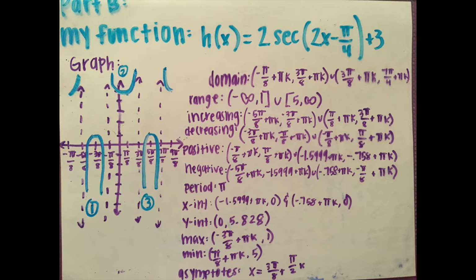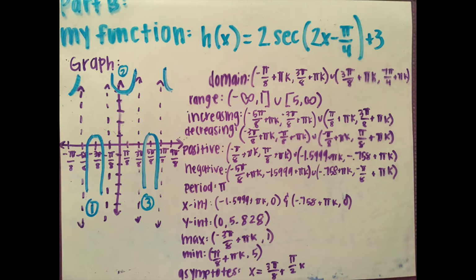And then based on my sine function, I knew that the period of this secant function was going to be pi. I was able to get my x-intercepts to be at negative 1.5999 plus pi k, comma, 0, and negative 0.758 plus pi k, 0. And once again, I got these by looking at Desmos.